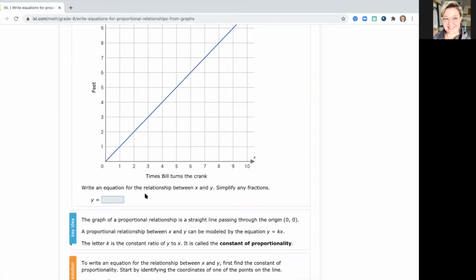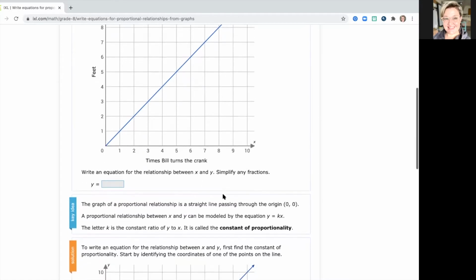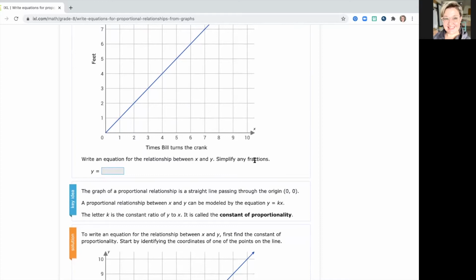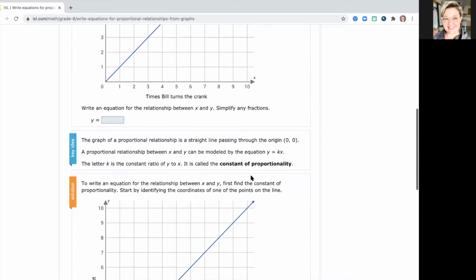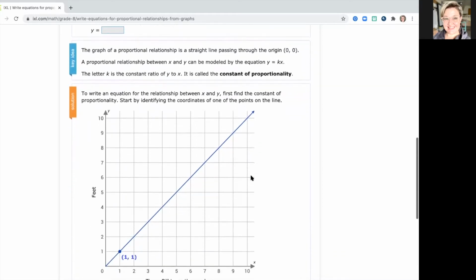We're going to write an equation for the relationship between X and Y, and we'll simplify if we get a fraction. Make sure you always read those last parts of the assignment. You can be reminded of your vocabulary here, which will be helpful when I'm teaching, or when another question is asked that asks you to find something. So we're going to go over it.